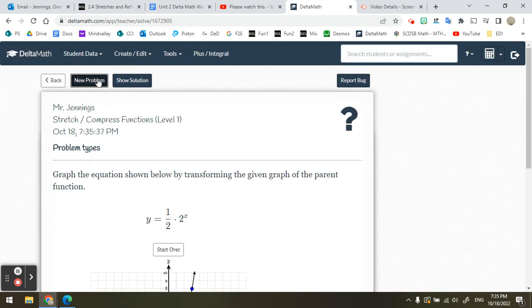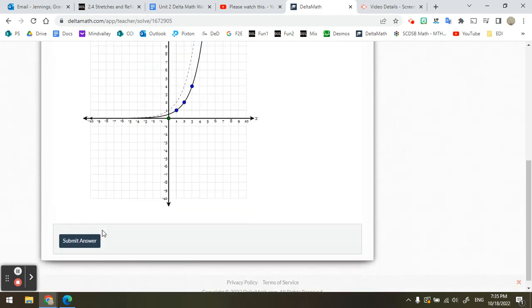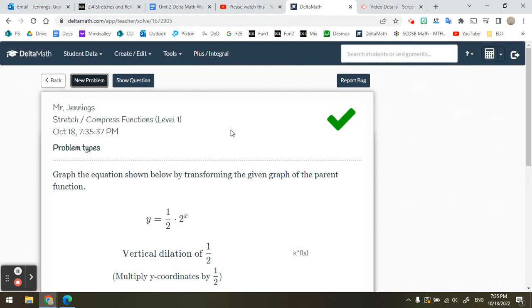Okay, no problem. This one, we're going to be multiplying all our y values by 1/2. So our transformation point, we just take this 8, bring it down to 4. Don't change the x value. And that's that. So that's stretches of functions.